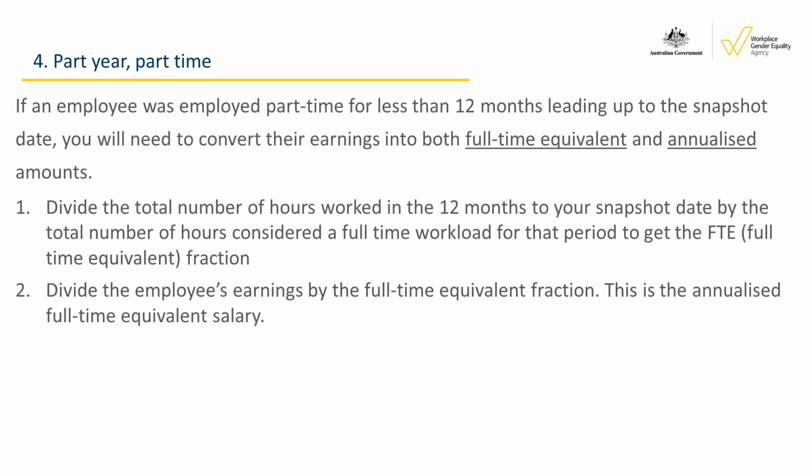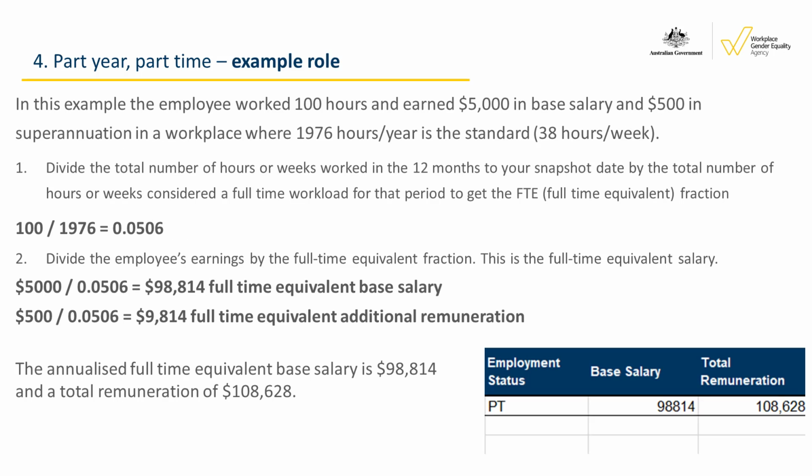To do this, you would divide the total number of hours or weeks worked in the 12 months to your snapshot date by the total number of hours or weeks that is considered a full-time workload for that period. This will give you a rough full-time equivalent fraction. Divide the employee's earnings by this fraction to calculate the full-time equivalent salary.